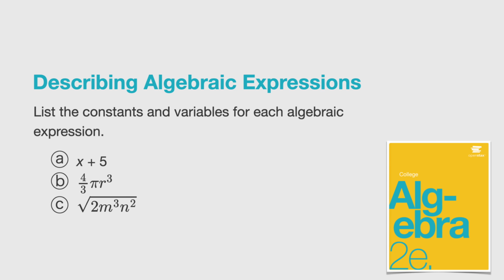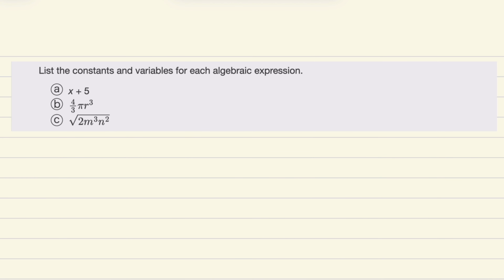Describing algebraic expressions. In this example, taken from the OpenStax textbook, we're asked to list the constants and variables for each of these algebraic expressions. We will keep in mind that constants always have the same values. So for example, 6 is always 6. And then for variables, we can think of those as placeholders that can take on different values depending on the situation, and we typically use letters to represent variables.